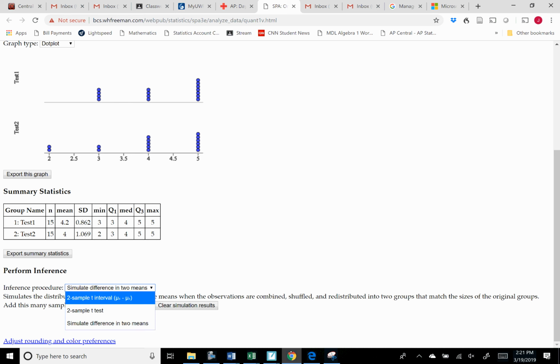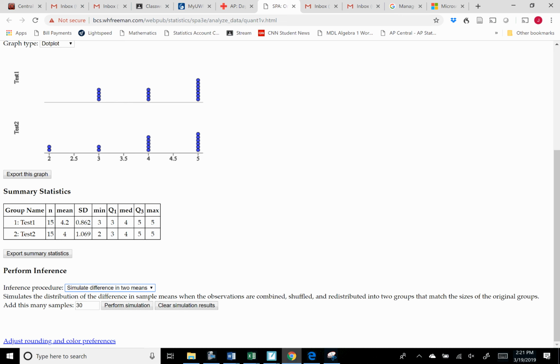There's a drop down for doing a 2-sample t-interval, a 2-sample t-test, or simulate the difference in two means. And that's what we're trying to do here, just simulate the difference. The explanation says it simulates the distribution of the difference in sample means when the observations are combined, shuffled, and redistributed into two groups. So it's exactly what we were talking about, right?